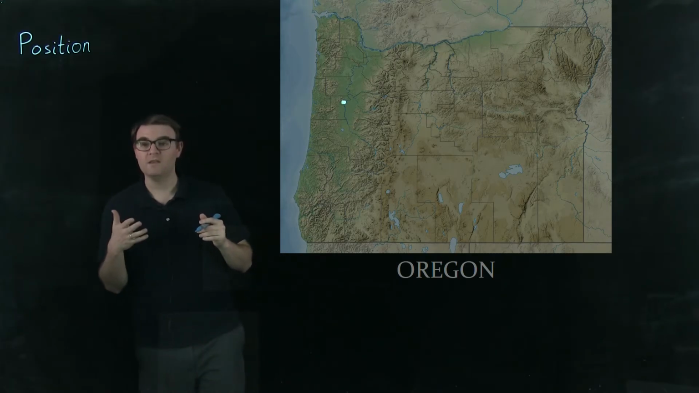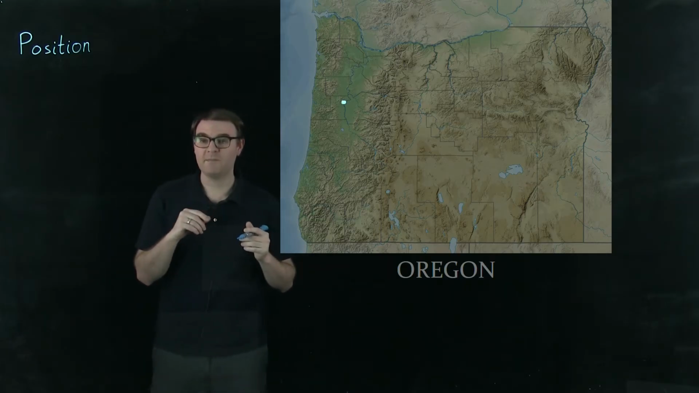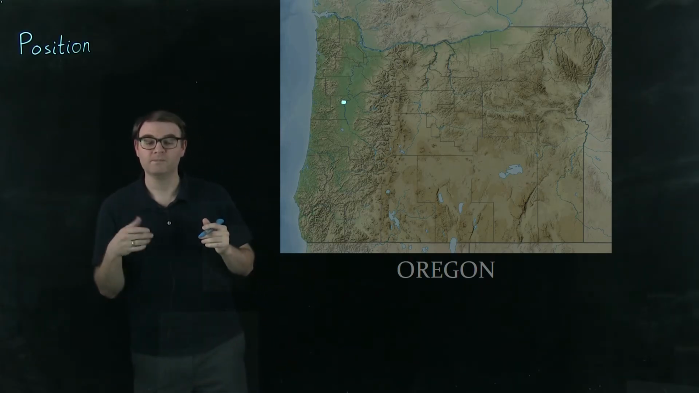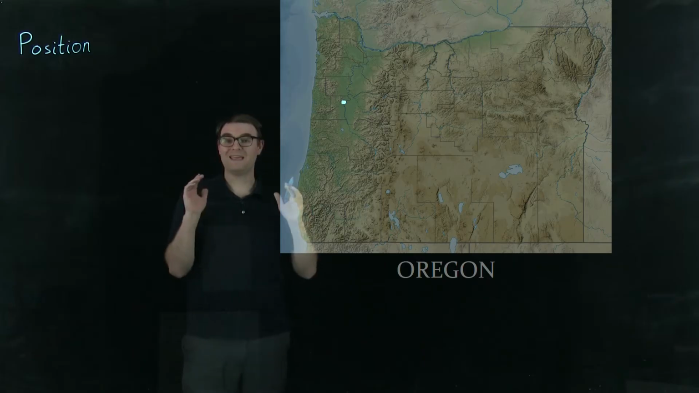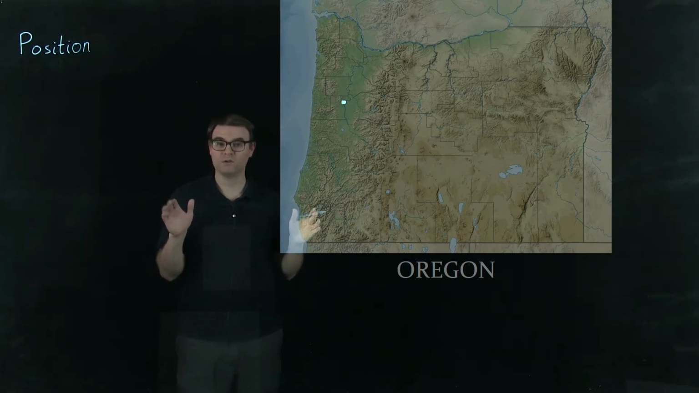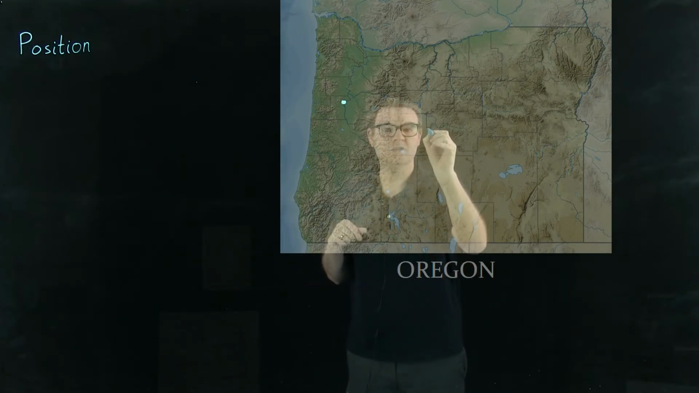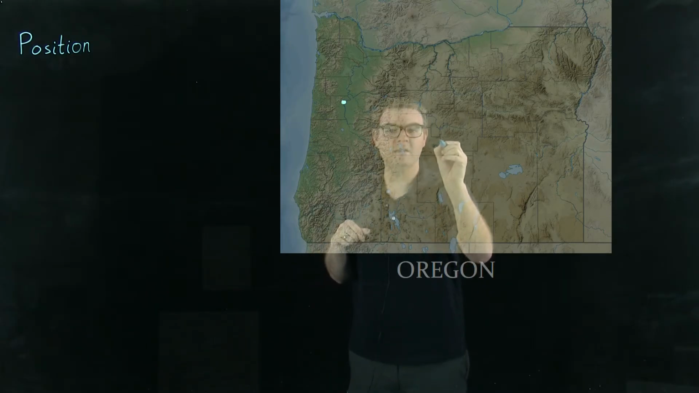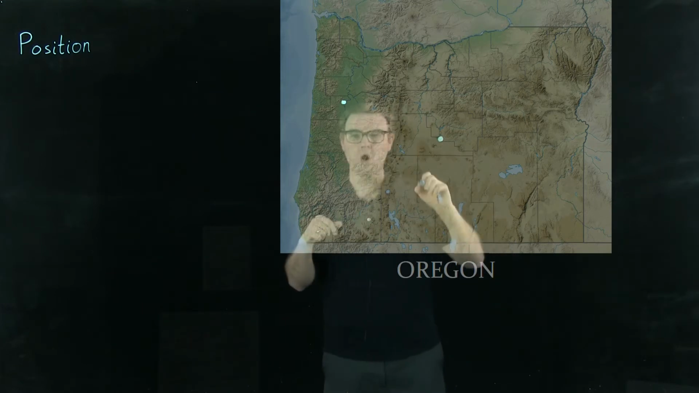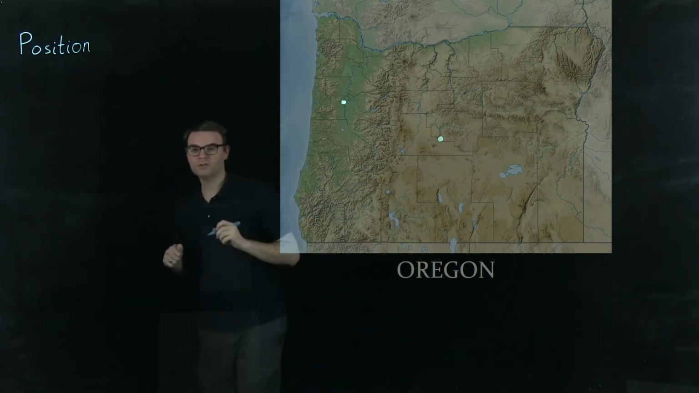And to do that, the first thing I'm going to need to establish is an origin. Now it turns out that you can pick any point you want as an origin. For simplicity's sake, I'm going to go to the middle or so of Oregon, maybe somewhere right here. And I'm going to say that this is my origin and draw a little dot here. You can put a little O if you want by your origin.